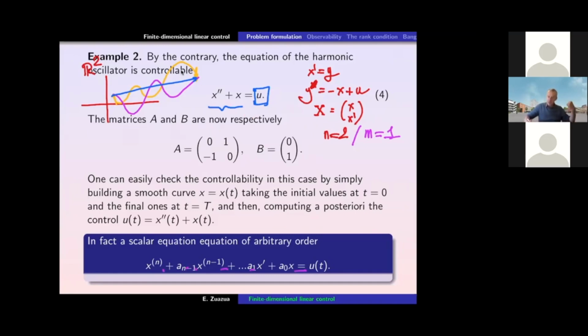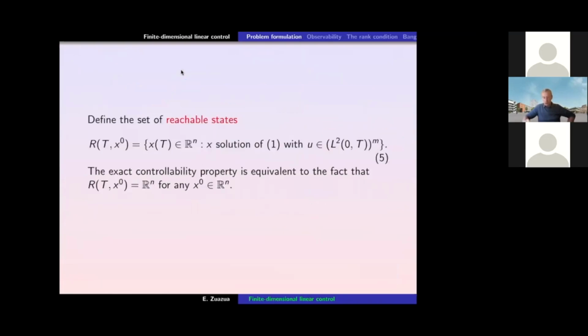In the previous counterexample, n was 2, m was 1, and you could not control the system. Now, n is 2, m is 1, and you can indeed control the system. So what's going on? Actually, in this example, we see this is a very natural source of examples where the dimension can be arbitrary, and just with one control, you control the system. What's going on? Okay, so you will find sometimes terminology that is introduced in order to address these kinds of problems. This is not absolutely necessary, but I just mention it to you in case you see it written.